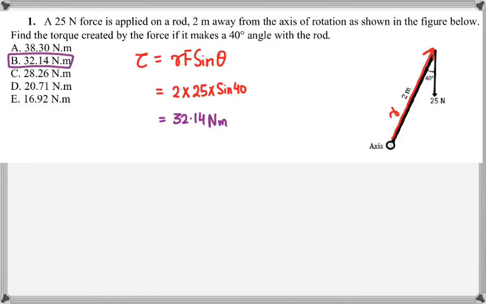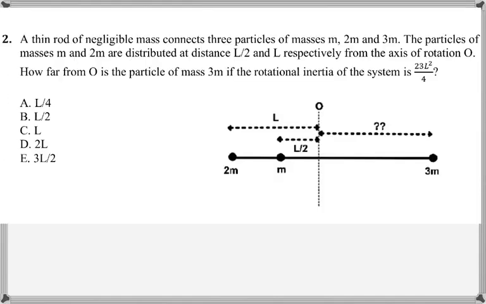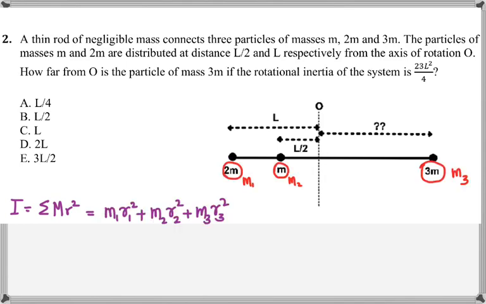32.14 Newton meter. That's part B. The next question was about moment of inertia or rotational inertia. The formula is sigma m r square. We apply it for the three particles: m1 r1 square plus m2 r2 square plus m3 r3 square, and then for m1 it is 2m, l square, then it is m, l by 2 square. You can check in the diagram.